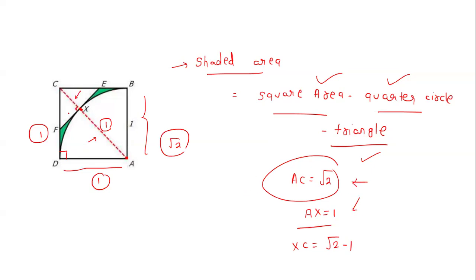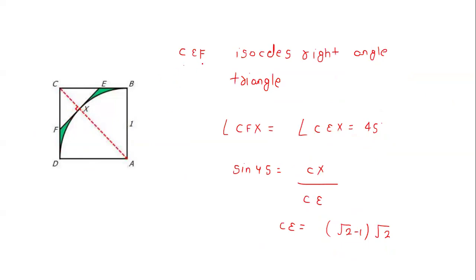So we can find CX as root 2 minus 1 centimeter, just subtracting AC minus AX. And here it is a 90-degree angle because of symmetry. In the problem it is given that this is an isosceles right angle triangle. So this length is equal to this length. It is given in the problem. This is a 90-degree angle, this is also a 90-degree angle. So this angle will be 45 and this angle will be 45 because of the isosceles triangle, and this angle is 90. So both these angles are 45.